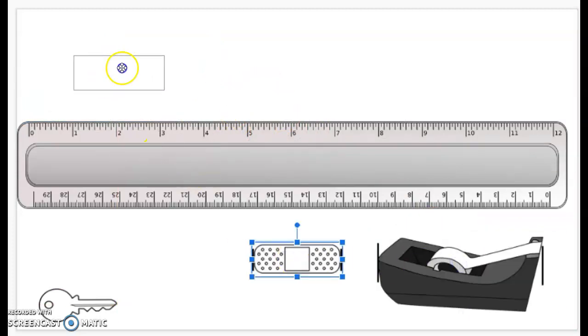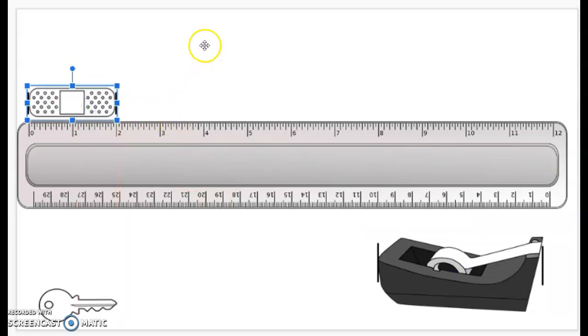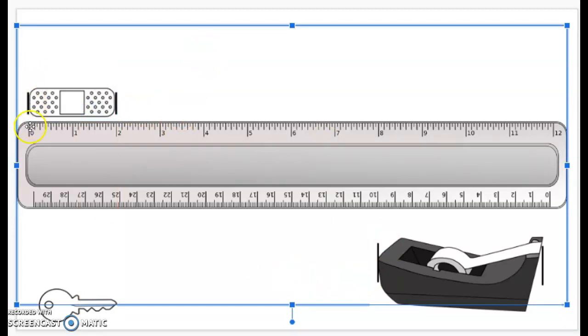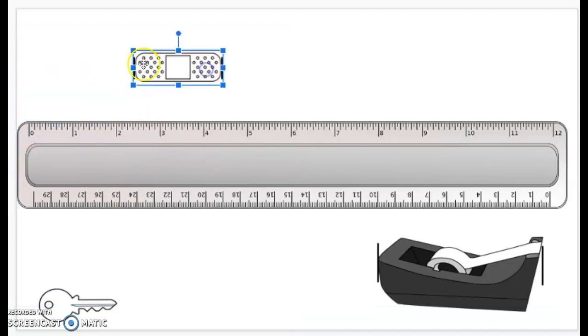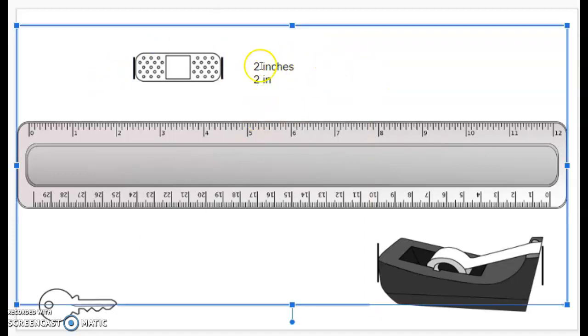And my last object here is a Band-Aid. Remember, I want to get it as close to that 0 line as I can. And look at this one. Starts here at the 0 and goes right to the 2 inches line. So that Band-Aid is 2 inches long. And if I were writing that, I would write 2 inches, or I could write 2 in like that. You always want to have the unit of measurement when you write the object.